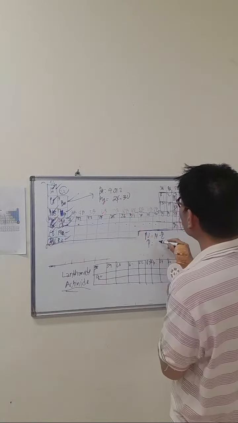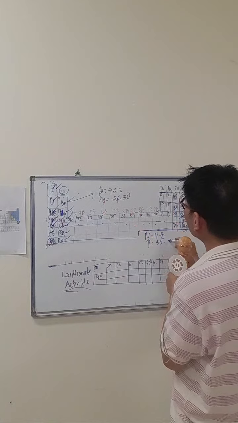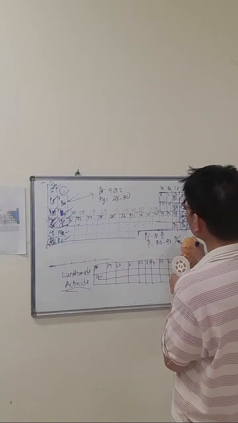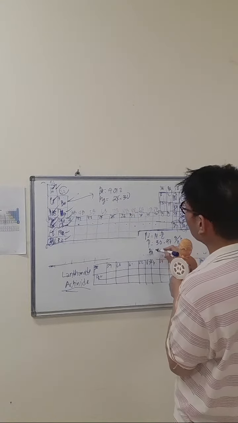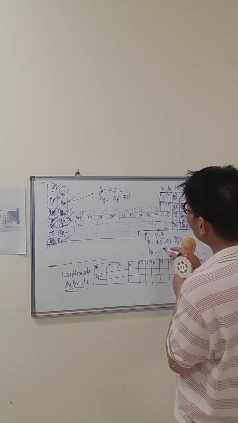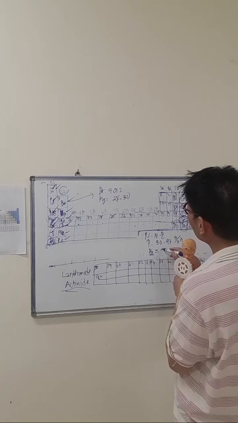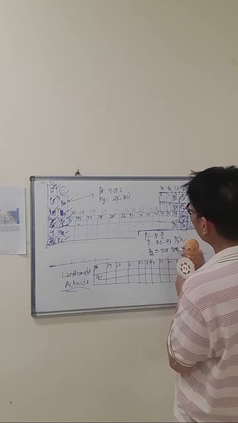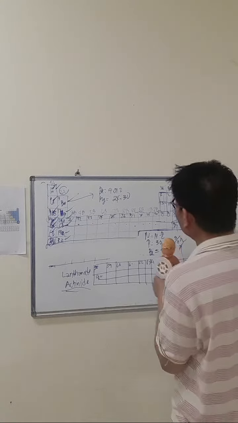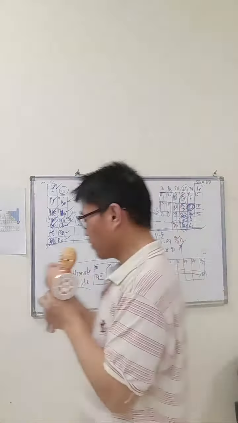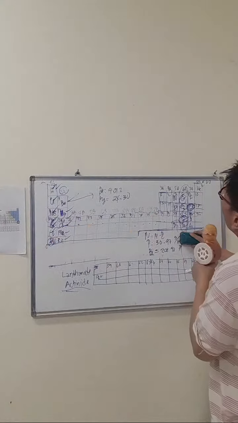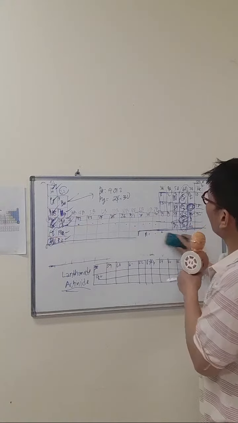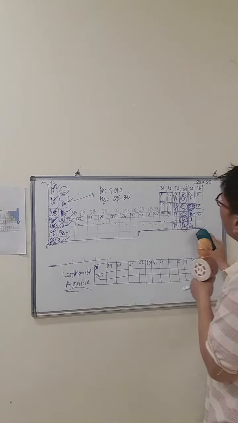So phosphorus has a gram atom of 30.97. And then we have bismuth. Bismuth is a metal, right? So bismuth is 208.98 gram atom. Now we go to group 4A. Group 4A is very popular.